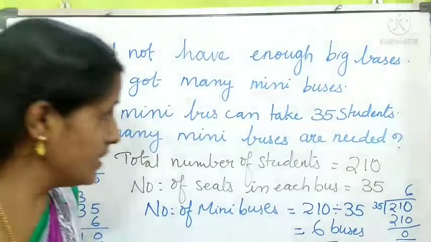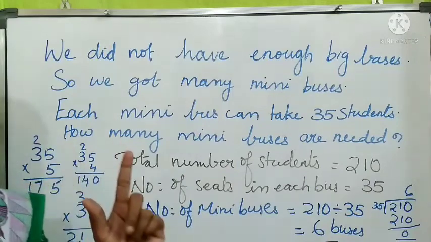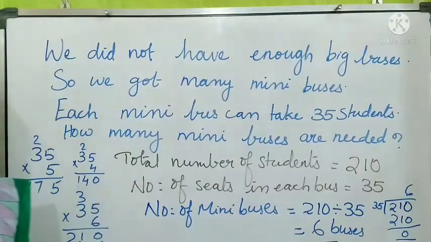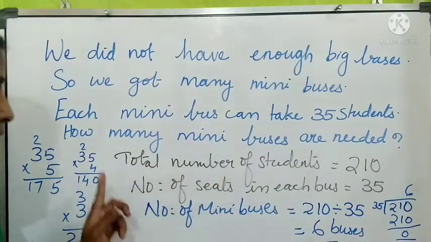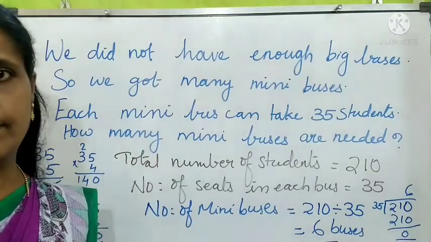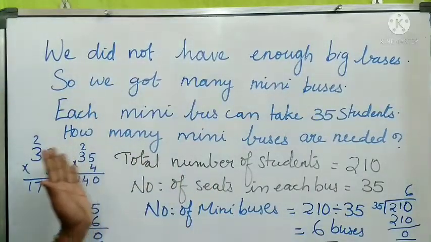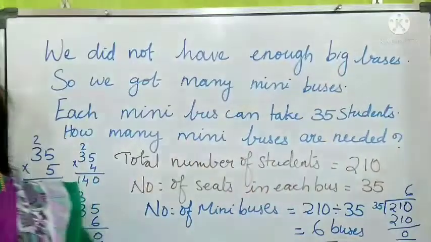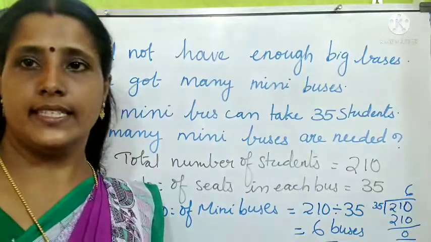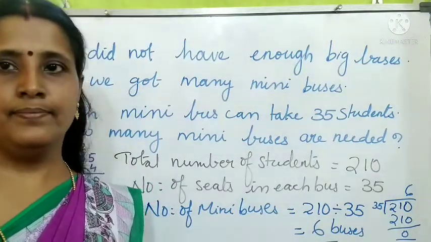Understand? Once again I am repeating this question. In this question, the total number of students is given and the details of one bus. How many seats are there? That is given in the question. So there we need to find out the number of mini buses. That time we have to use the division. So if we don't know the table, that time we have to use this type of calculations and find out the product. Using that product, we find out the answer of this division. Understand all of you? Move to the next question.